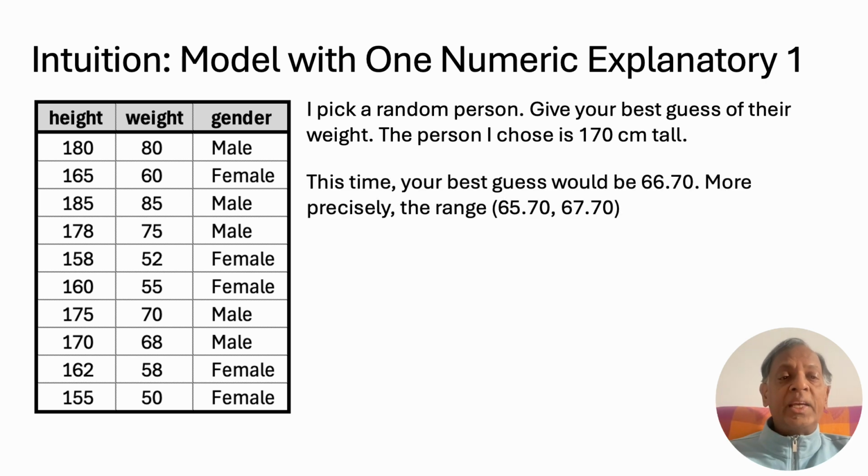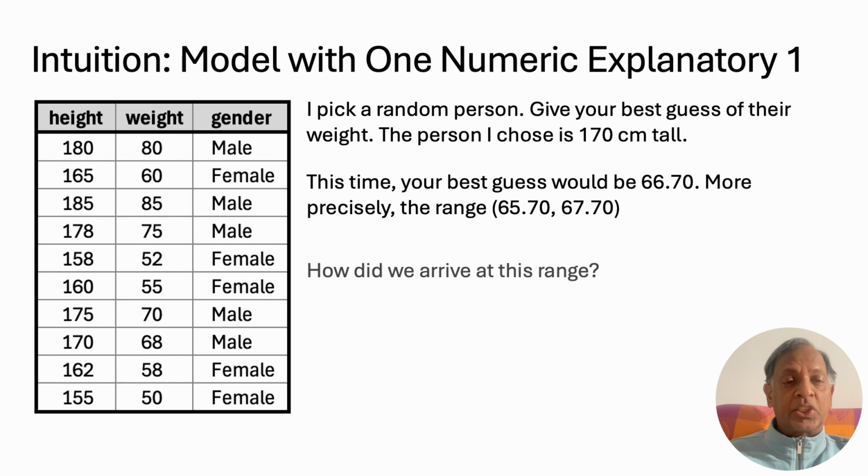Okay, so in this case, we have one explanatory variable, and we need to find the weight. So this time your best guess would be 66.7. More precisely, the range would be 65.7 to 67.7. Well, how did we arrive at that number, 66.7?